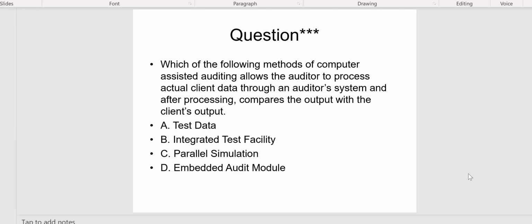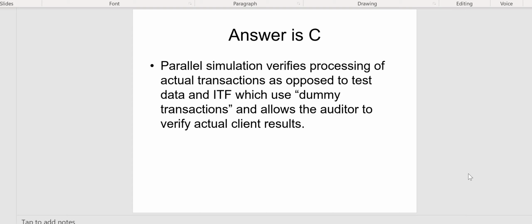Okay, now we've gone through a lot of these terms. Let's see what we can answer. Which of the following methods of computer-assisted auditing allows the auditor to process actual client data through an auditor's system and after processing, compare the output with the client's output? Well, that's going to be what? Parallel simulation, letter C. Parallel simulation verifies processing of actual transactions, client data, as opposed to test data and ITF.